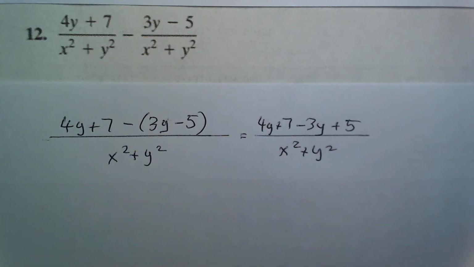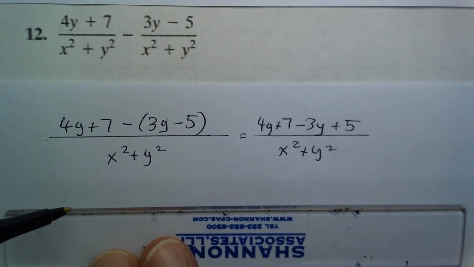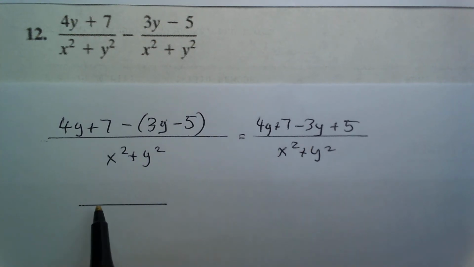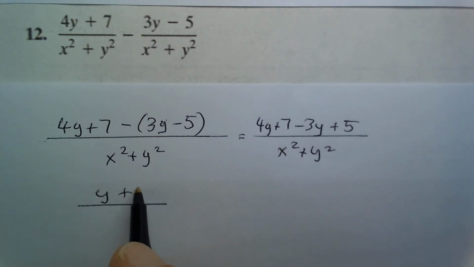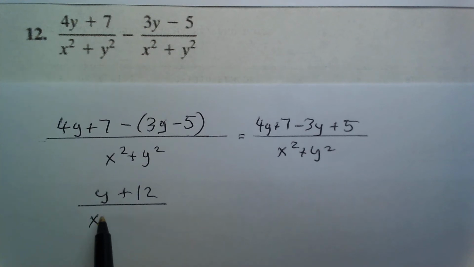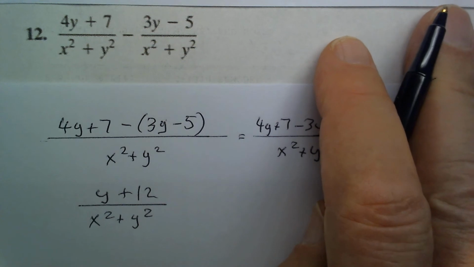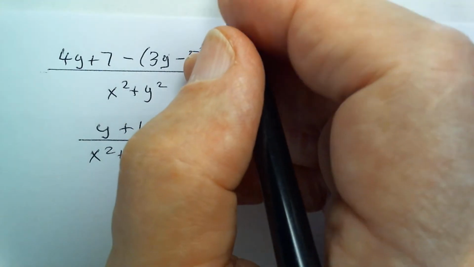So then, for the next one, we combine the terms in the numerator. And so 4y minus 3y is y, and 7 plus 5 is 12, divided by x squared plus y squared. And the reason we know we can leave it this way is because we know that x squared plus y squared is prime. The sum of 2 squares cannot be factored. And so that then is our final answer to exercise number 12.